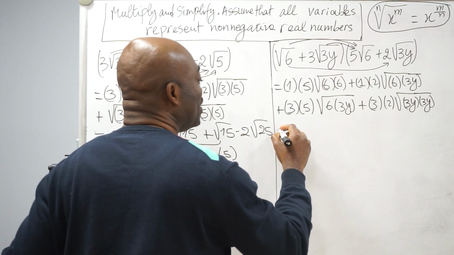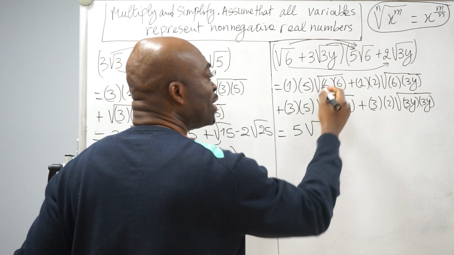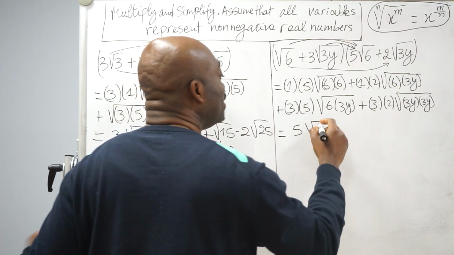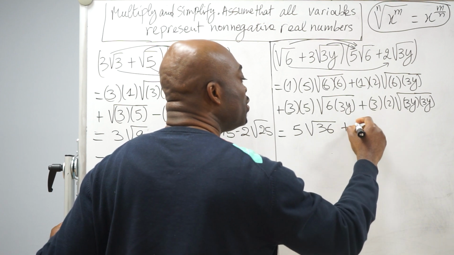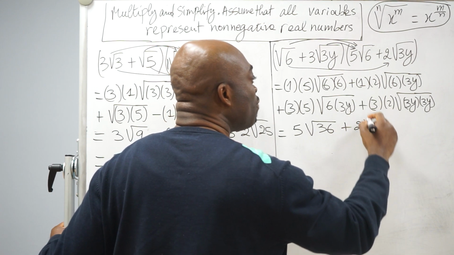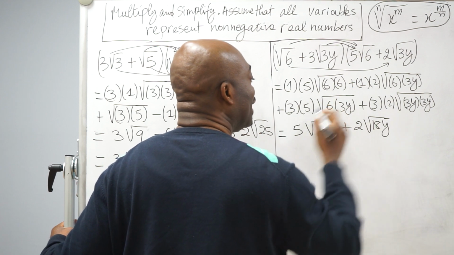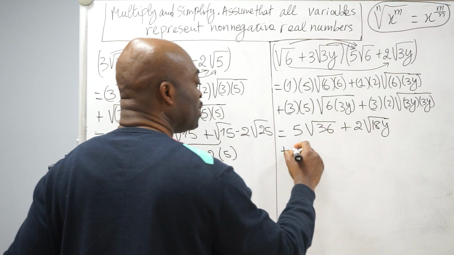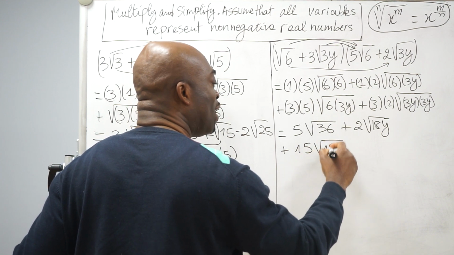We become now masters in this, okay? So 1 by 5 is 5, square root of 6 by 6, 36. That also is a perfect square of 6, so we will also work on that. 1 by 2 is 2, square root of 3 by 6 is 18, 18y. And then this one here, plus 15, square root of 18y.